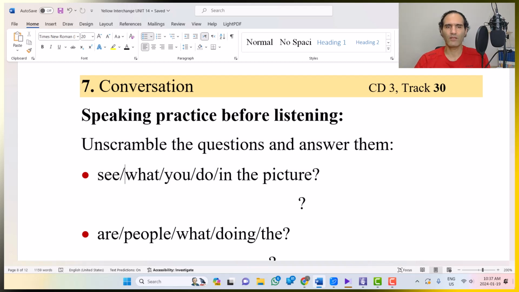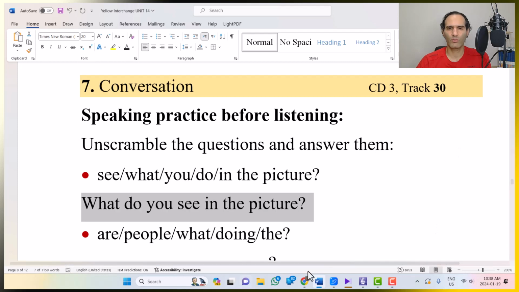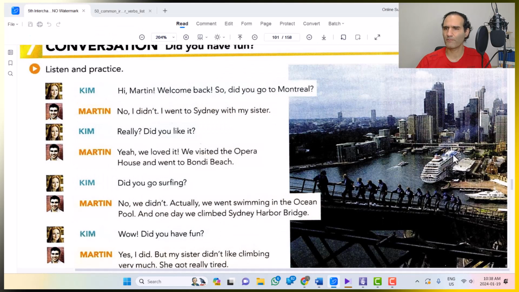Because we have a WH word, it comes in the beginning. So what do, subject, verb, and in the picture. Very good. What do you see in the picture? What do you see in the picture? Please answer. I can see some tall buildings of a city. I can see a cruise ship and some small boats, and I can see some people walking on a bridge. Okay.